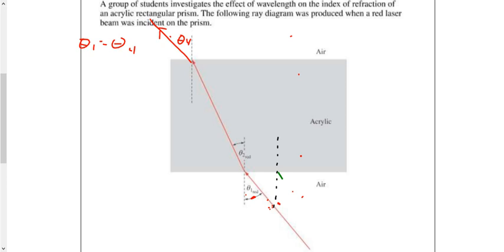The same angle here, or at least as best as we can. What's going to happen to the green light as it goes into the acrylic prism? It's going to bend, right? It's going to speed up or slow down?